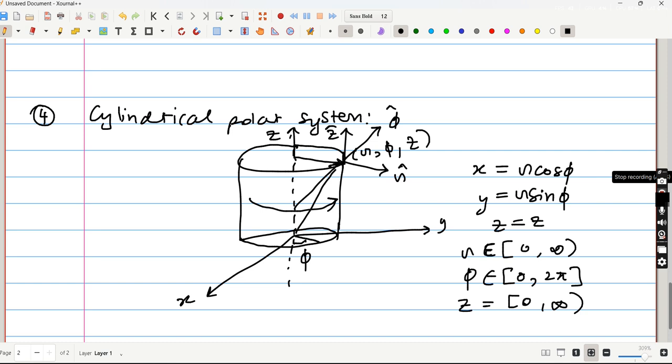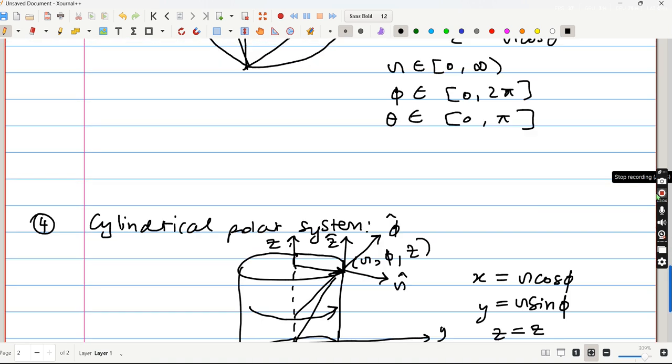Okay, sorry, z goes from minus infinity to infinity, because your cylinder can also extend downwards till infinity, but your radius is fixed at the origin. So the cylinder can only expand about the origin, not so radius. That's why radius only goes from 0, but z can extend downwards as well, so it's minus infinity.